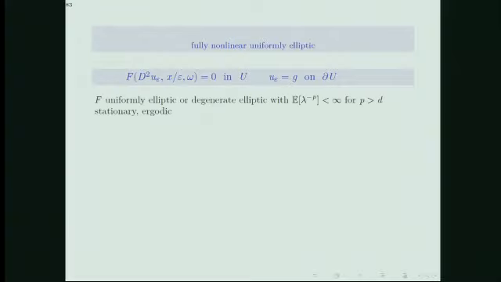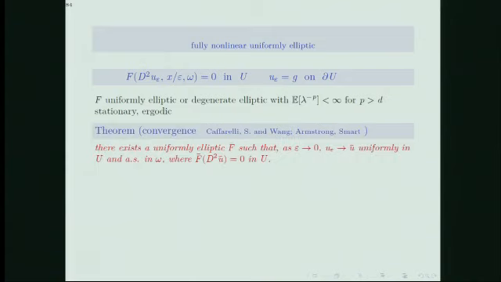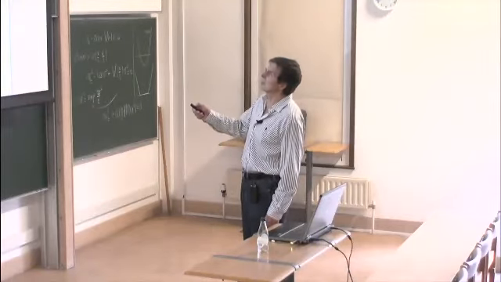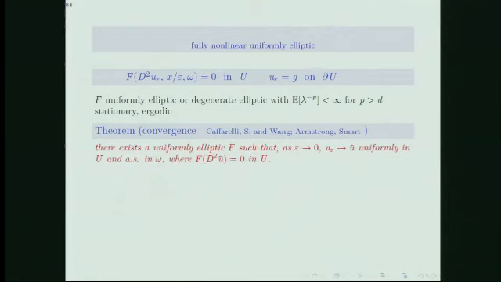In the fully nonlinear case, there are two kinds of results. Either f is uniformly elliptic, or it can be degenerate elliptic, but you have some expectation bound, an estimate on the p norm of the lower bound of the ellipticity. So here the problem is uniformly elliptic, but the ellipticity constant can go to 0. And if you make such an assumption, then again you can homogenize and you can get a limit.